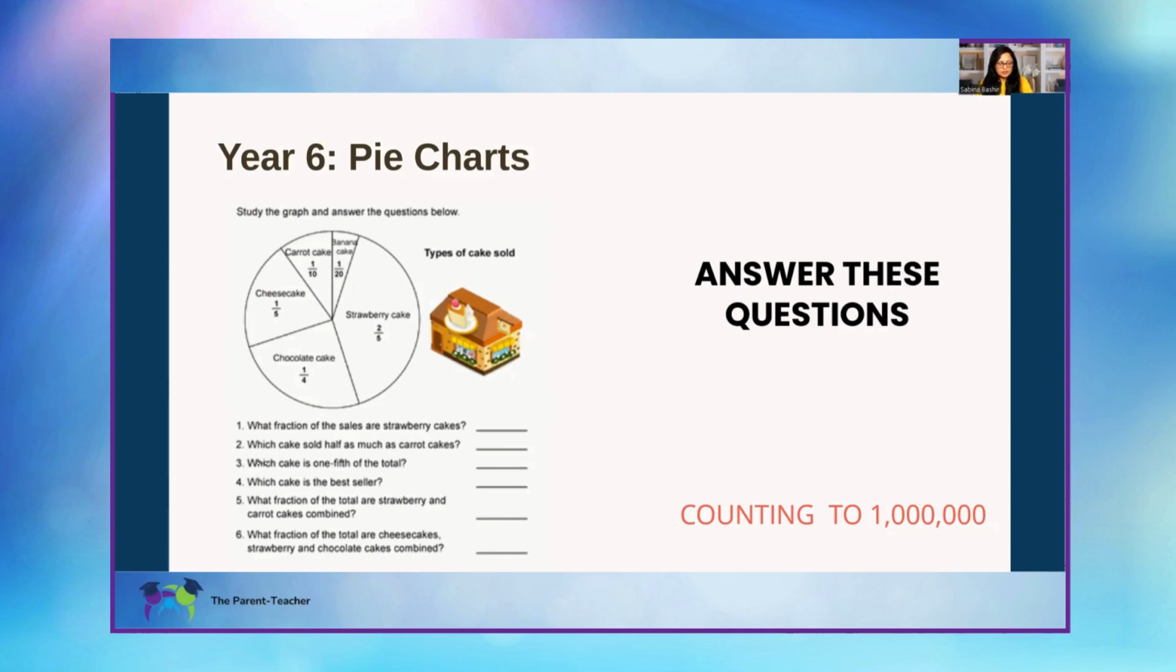So which cake is 1/5 of the total? Well, here 1/5 is the cheesecake. Which cake is the bestseller? Find the biggest part. Strawberry cake.